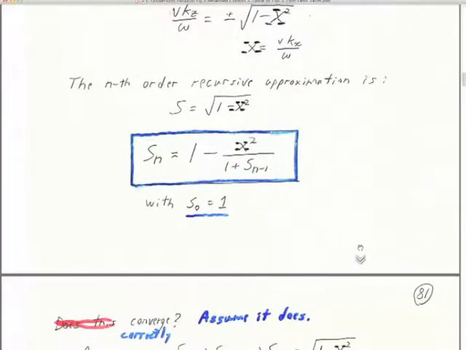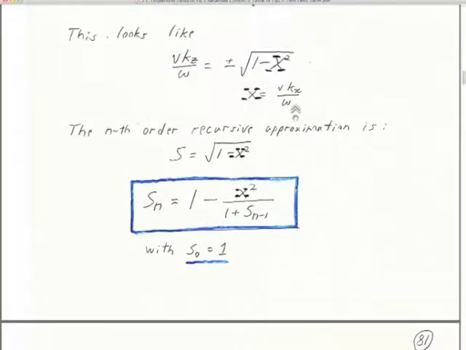Now, here's the scheme. The nth order recursive approximation is S, the square root. Here's the square root we're trying to approximate: capital S is equal to the square root of 1 minus x squared. The nth order recursive approximation is 1 minus x squared divided by 1 plus the previous order approximation.